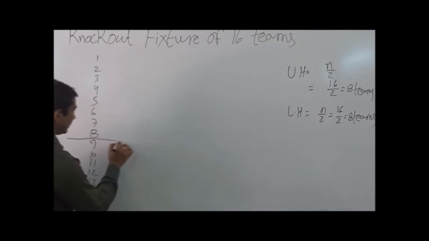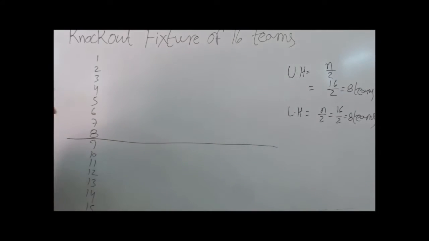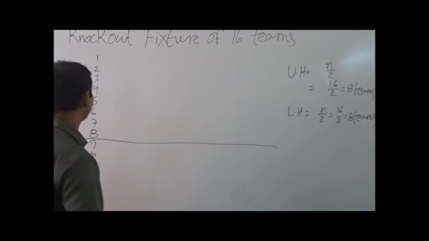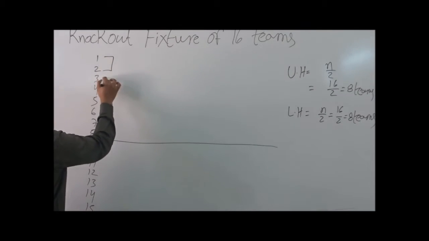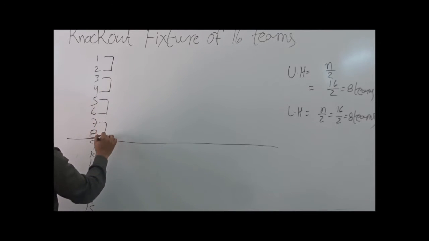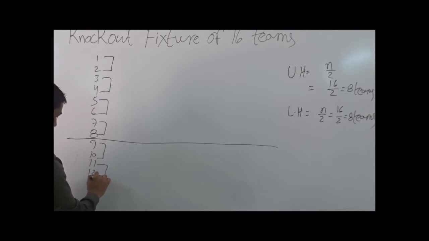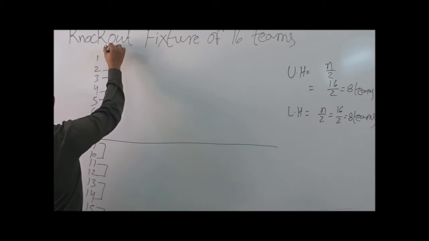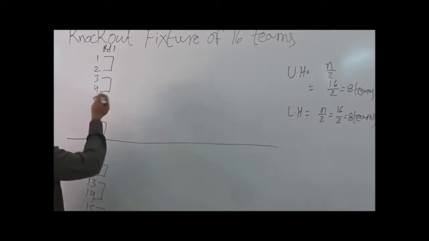So draw a line. Write down upper half, lower half. Next, find out whether the teams are paired or not. As we can see, teams are easily being paired. Right? Round 1 on the top. Find out winner.